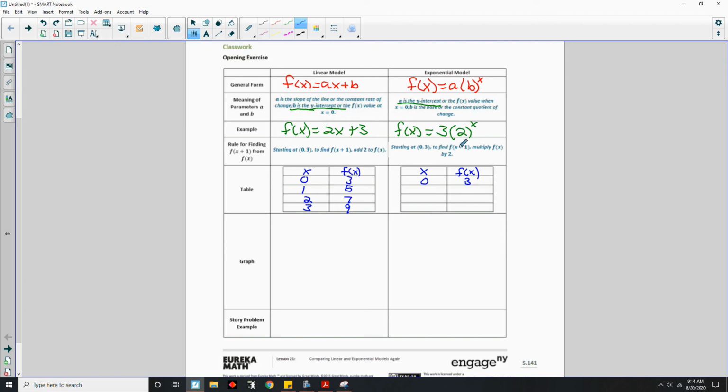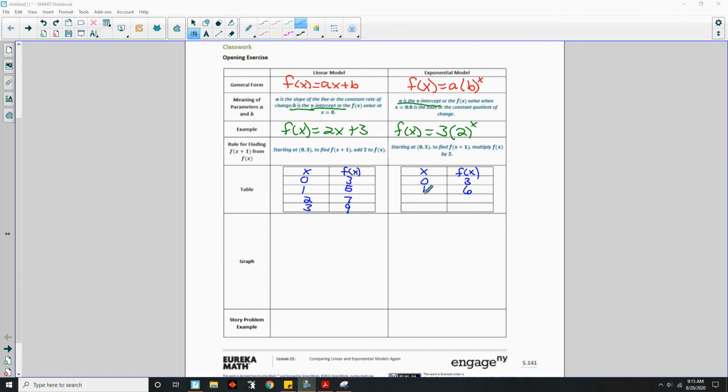To get to the next one, find f of x plus 1. Well, 0 plus 1 is 1. It says to multiply f of x by 2. 3 times 2 is 6. So if I substitute in a 1 here, 2 to the first power is 2. 2 times 3 is 6.